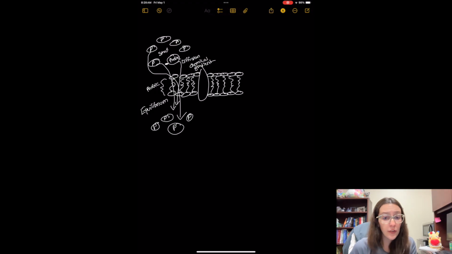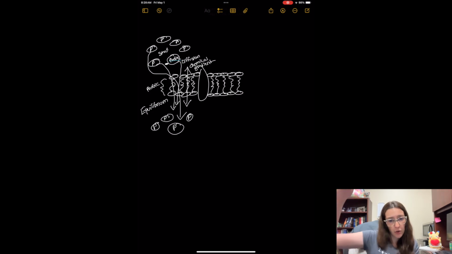Our cells sometimes want an equilibrium, sometimes they don't. It really depends on what processes are taking place and what is being used. But once we hit equilibrium, the movement stops going in that one direction and can now go in both directions. So we reach that equilibrium, and now you could go in or out based on diffusion.